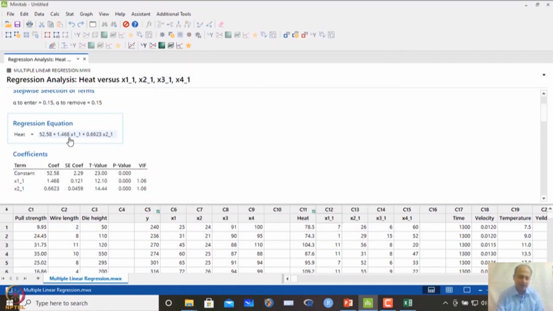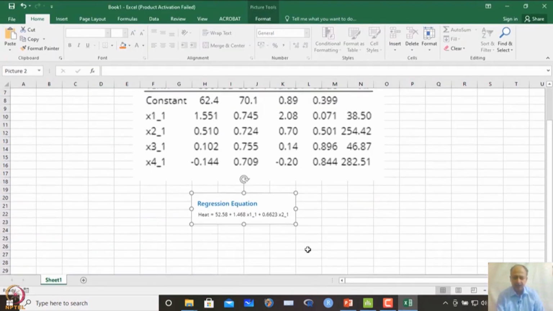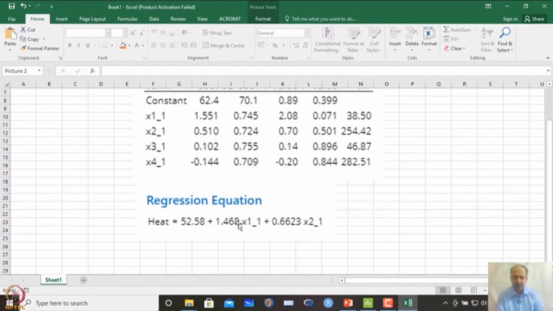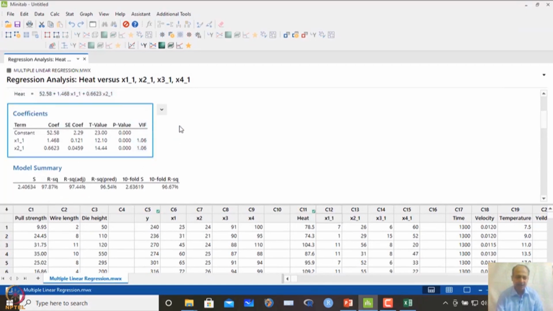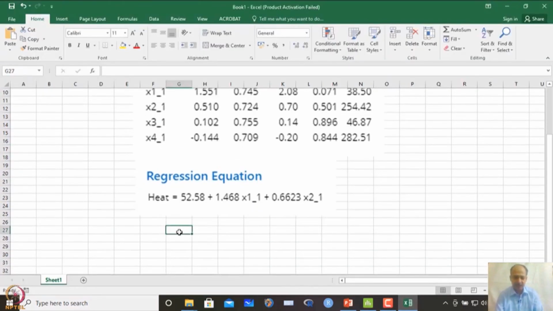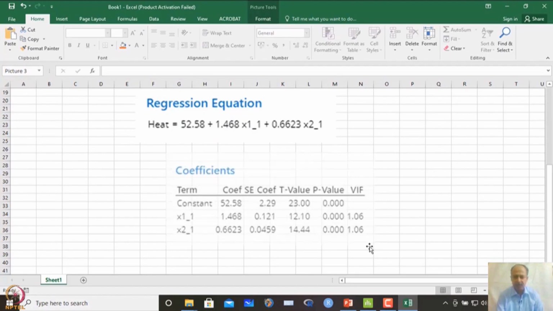What we observe is that only x1 and x2 are retained over here. So, you see the equation after doing stepwise regression, and we are getting a regression equation like this: heat equals 52.58 plus 1.46 x1, plus the coefficient for x2. The results also indicate the variation inflation factor, if you look at this column. If we take this as the final equation, then the variation inflation factor is near to 1. If I enhance this, you can see it is near to 1.